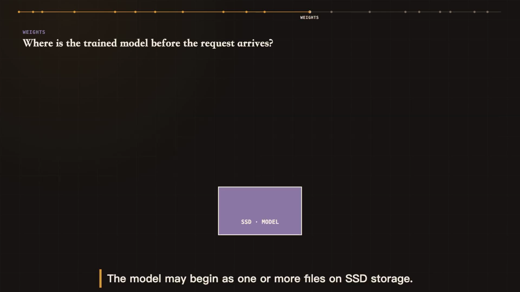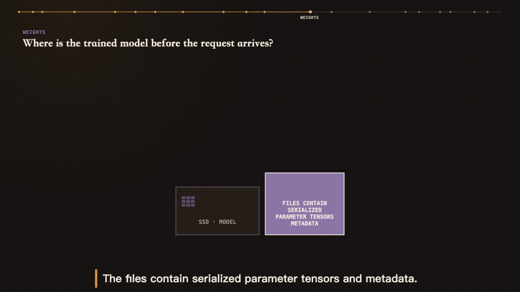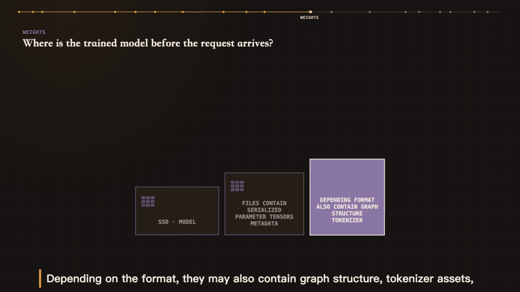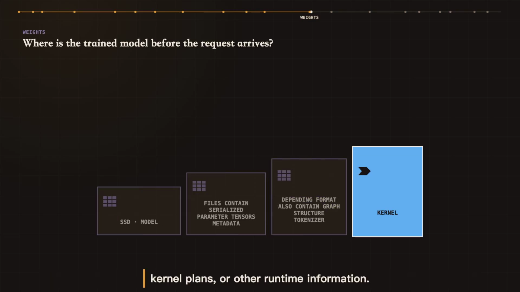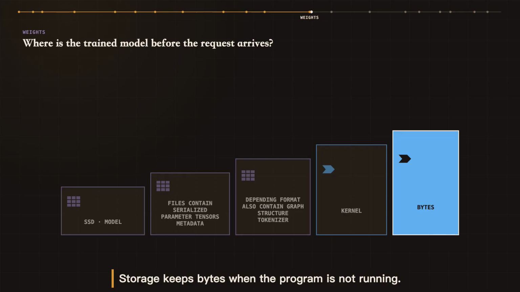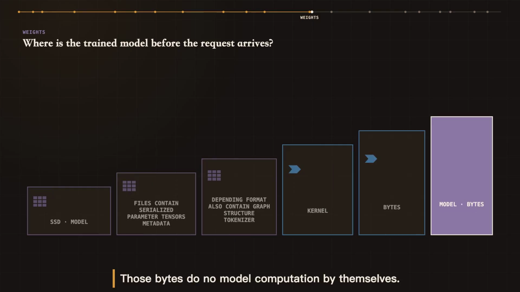The model may begin as one or more files on SSD storage. The files contain serialized parameter tensors and metadata. Depending on the format, they may also contain graph structure, tokenizer assets, kernel plans, or other runtime information. Storage keeps bytes when the program is not running. Those bytes do no model computation by themselves.